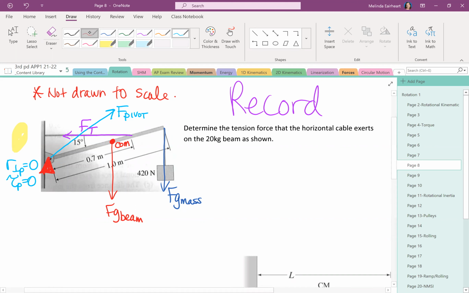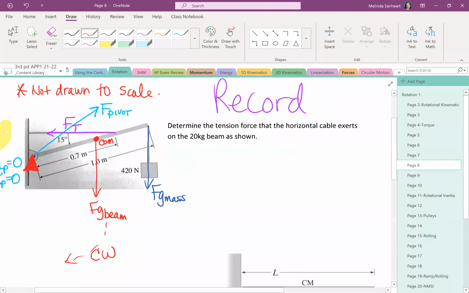What about the weight? Does the weight have a torque? Does it have a lever arm? Yes. And so it's going to be down on the right. So it's going to wrap around clockwise. Okay. And then we got to identify the lever arm. Watch me draw. Is this the lever arm from the fulcrum to the center of mass? Is this the lever arm?